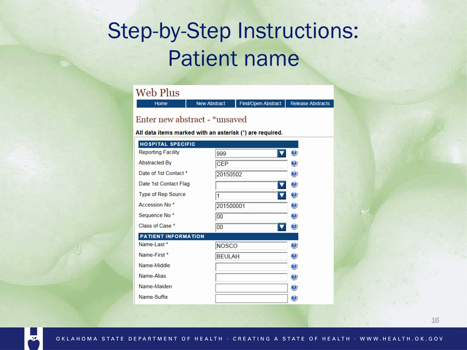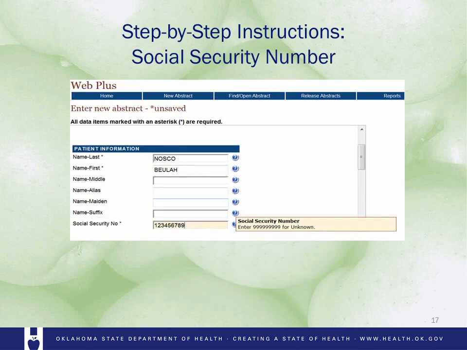For females, if the maiden name is known, please record in the maiden name field. If the patient has a title that follows their name, such as Junior or MD, you will enter it into the suffix field. Record the patient's Social Security number without dashes. If Social Security number is unknown, enter all nines. If you have only a partial number, then you will still enter all nines and put a note in the physician referral text field at the end of the abstract.